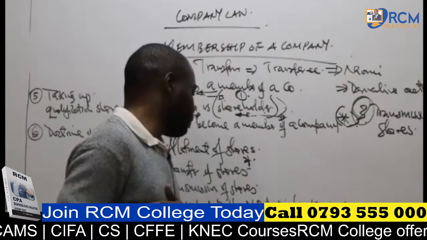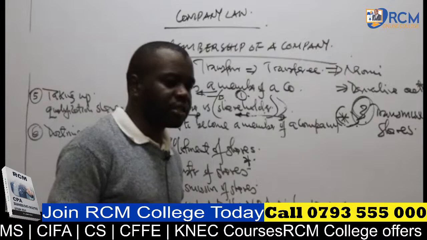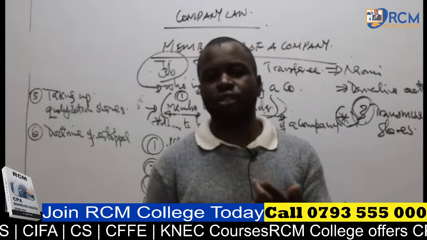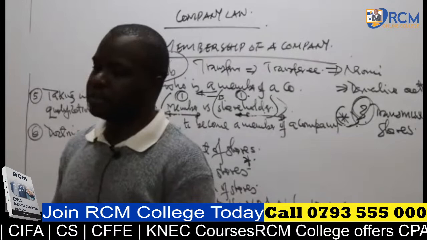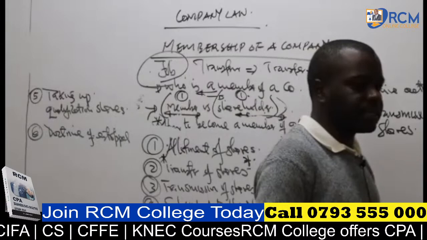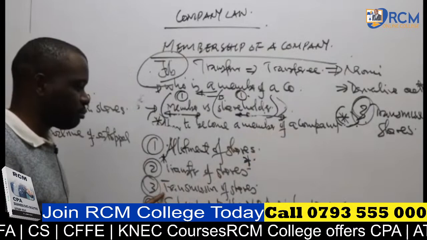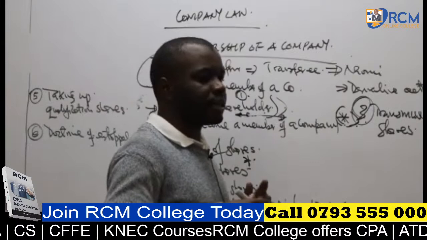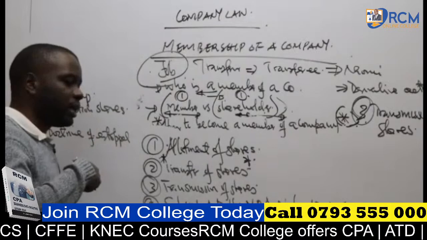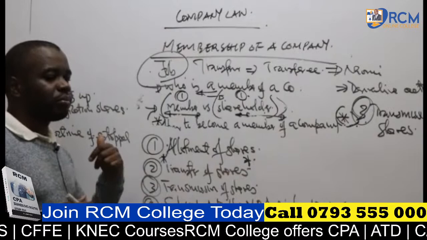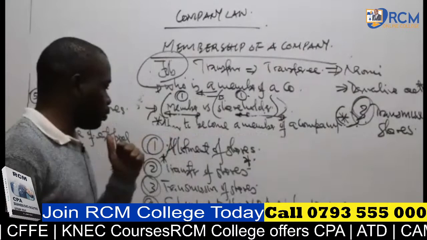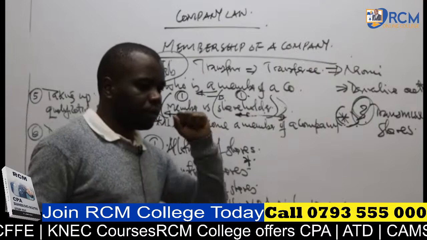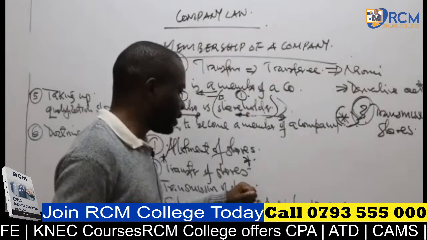Transmission of shares, I've already explained. In case of death, bankruptcy, or insanity of a member, the shares will be transmitted to the beneficiary, receiver, or the trustee in such a case. So you can see this one also appears in both, because there is one who is losing the membership and another who is gaining the membership. It appears in both ways of becoming a member and ceasing to be a member. So transmission of shares will lead to the beneficiary, trustee or receiver becoming a shareholder and quite obviously becoming a member of the company.